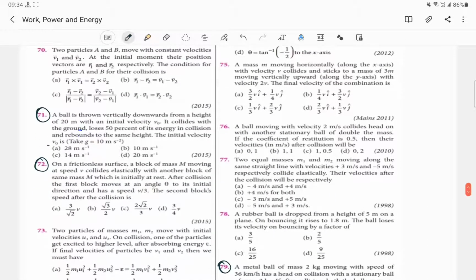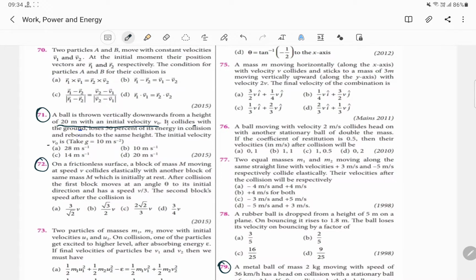Here in question number 71, a ball is thrown vertically downward from a height of 20 meter with initial velocity v naught. It collides with the ground and loses 50% of its energy in collision and rebounds to the same height. The initial velocity v naught is.